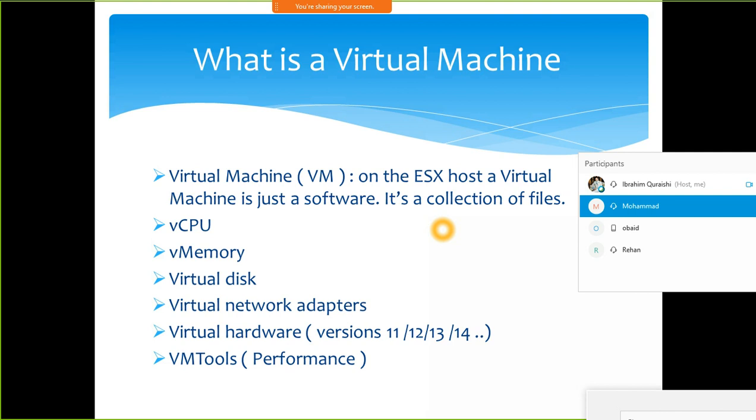So what does a machine need? What does a computer need to run? It needs certain things. It needs CPU, it needs memory. So this piece of software which is running on the ESX server basically uses the CPU and memory from the ESX server. And of course, for installing the operating system, you have a virtual disk, and for communication you have virtual networks, which is why we have virtual network adapters. And to glue them all together, we have a virtual hardware. Like we have physical hardware, we have virtual hardware here.